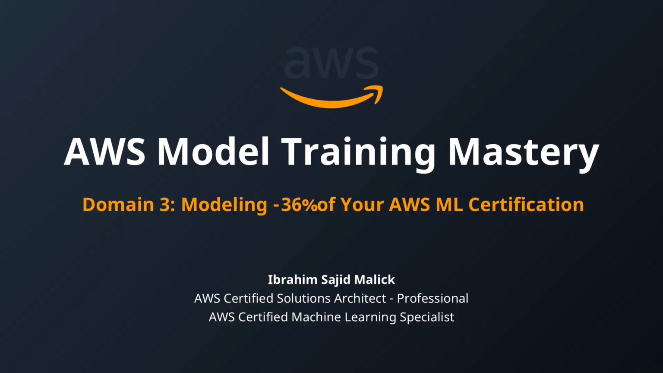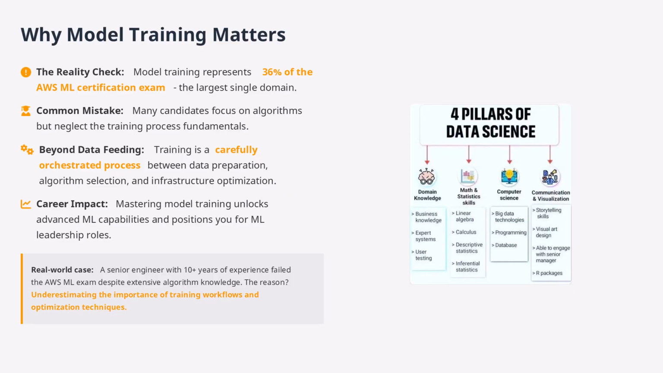Modeling. This single domain carries 36% of your exam weight. Master this, and you've practically guaranteed your certification. Here's what happened last month. I watched a brilliant engineer fail their AWS ML exam because they skipped the fundamentals of model training. Don't be that person.